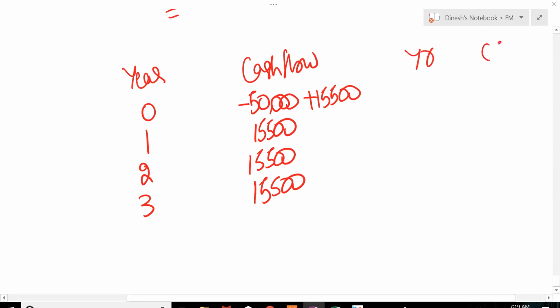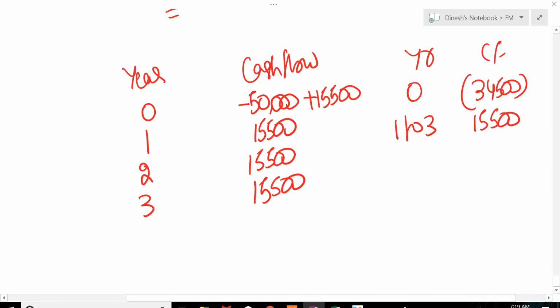The question is not what they have given, the question is like this: year 0 outflow is only 34,500 and year 1 to 3 annuity inflow 15,500. It's a 3-year problem rather than a 4-year problem. It's an inflow of 15,500 for 3 years and an outflow of 34,500. Now in the calculator you will do the guess rate and all, one positive, one negative, all of that we are going to start now.